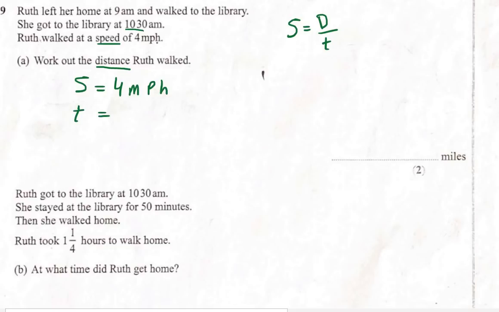Before that we need to find the time. This is miles per hour, so we have to find the time in hours. So to find time, again you need to find the main point. He left home at 9 and reached at 10:30. It means how long it takes to reach the library. So from 9 to 10:30, I'm going to write down here from 9 to 10:30. How long does it take? Do you get the answer, guys?